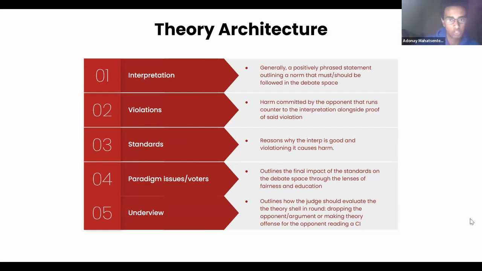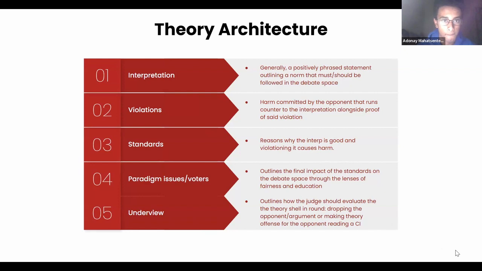Standards are reasons why the interp is good and violating it causes harm. For example, a time skew or a strat skew. Then paradigm issues or voters are basically the final impact of this shell through the lens of fairness and education. The underview just tells the judge how to handle this form of offense, and it either involves dropping the debater or dropping an argument, whether theory is offensive if responded to or not. So the concept of RVIs. Does anyone have any questions before we move on to weighing within each part?